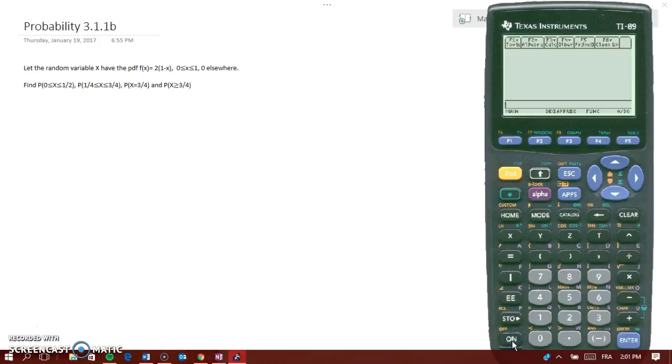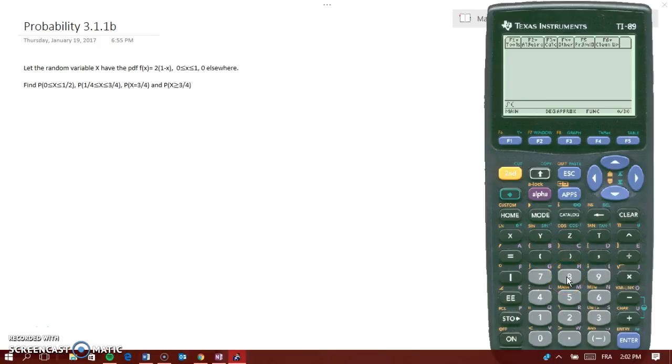Basically, a TI-89 Titanium or 89 works the same way, so it doesn't matter which of these 89s you have. First thing I'm going to do is type F3 and click on number 2 to get the integral sign. Then it says the probability that 0 is less than x less than half.